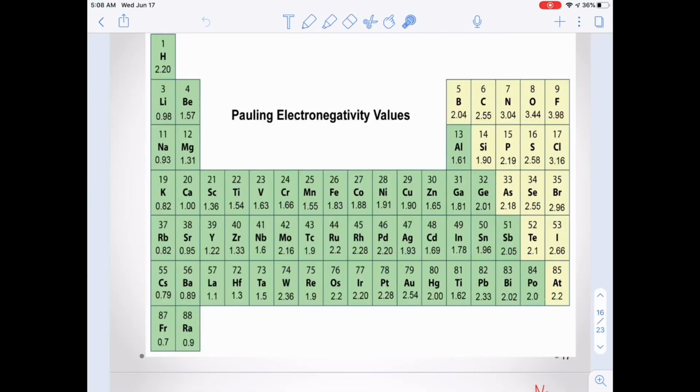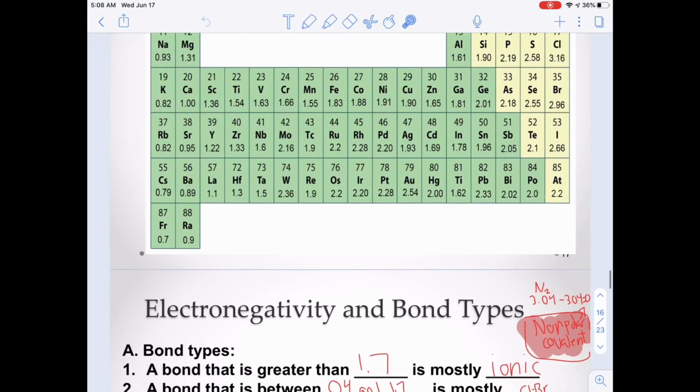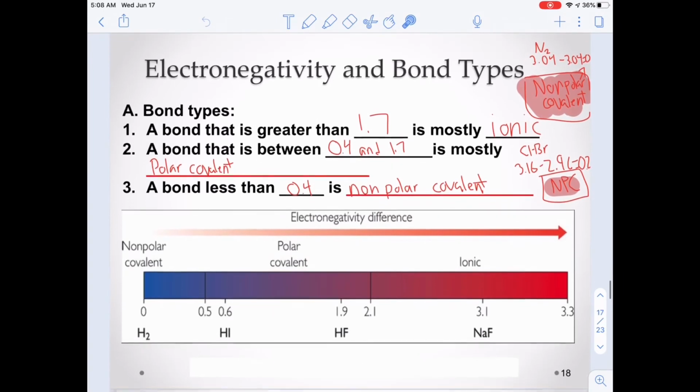In Chapter 8, we use the periodic table to help us solve bond problems. A bond that is greater than 1.7 is mostly ionic. A bond that is between 0.4 and 1.7 is mostly polar covalent. A bond less than 0.4 is non-polar covalent.